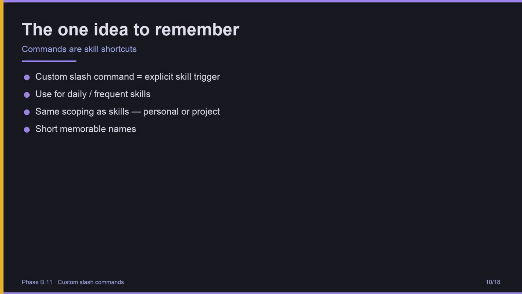If you remember one idea, custom /commands are explicit skill triggers. Use them for daily or frequent skills. Same scoping as skills, personal in .config, project in .opencode. Short memorable names. The command is the shortcut, the skill does the work.